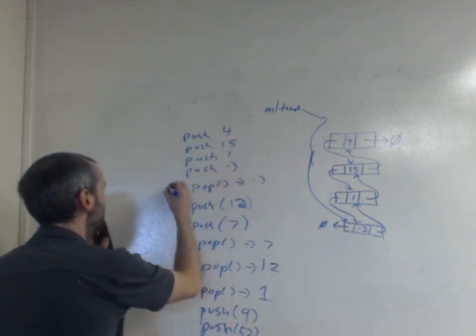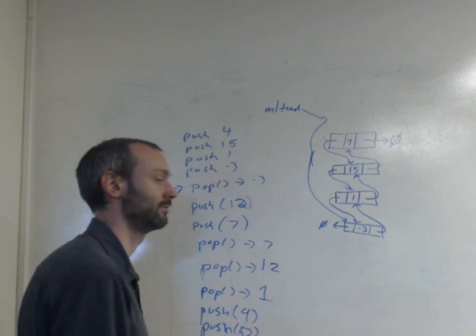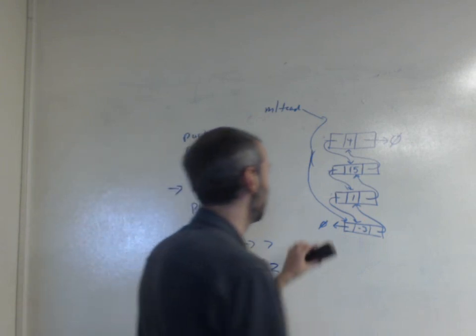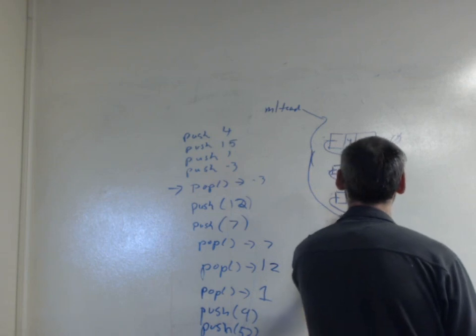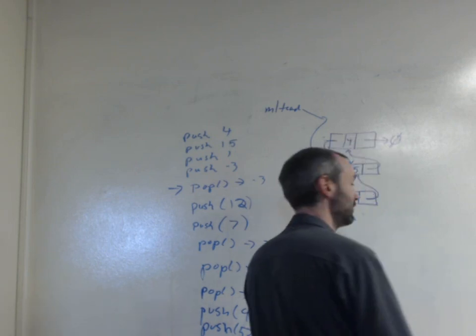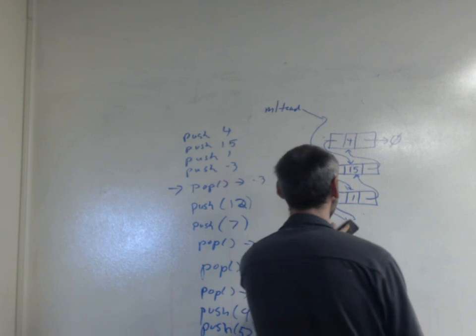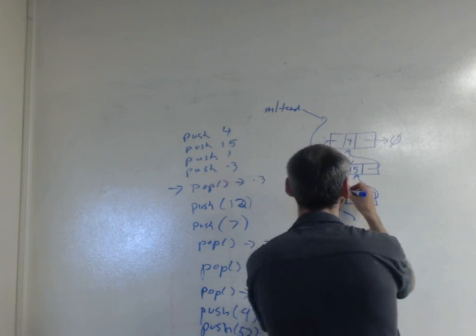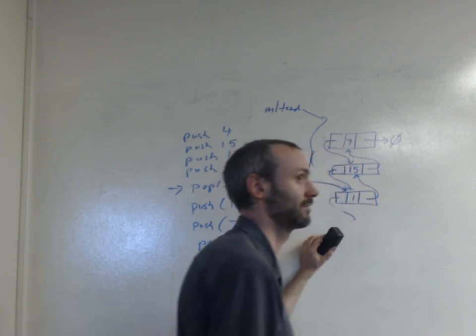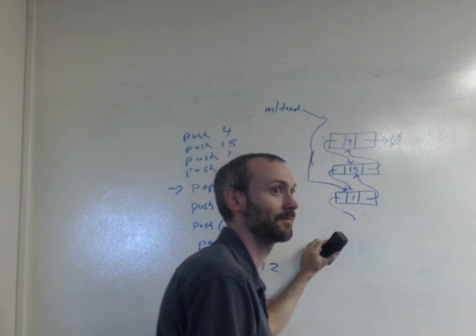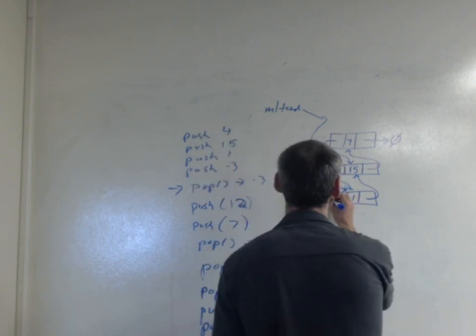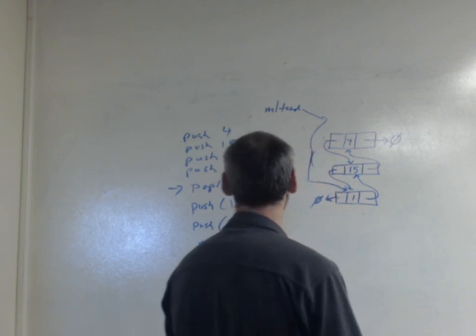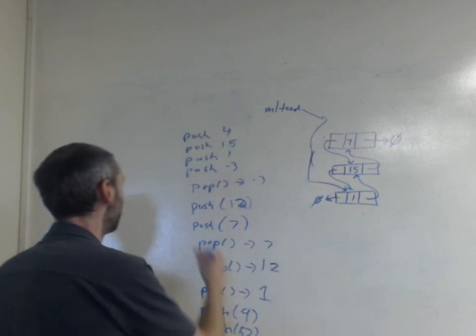All right, when we pop, what do we do? So we take out the -3. What do we do with mHead? Points to 1. Do we do anything else? Make the 1's previous null. There you go. Don't forget that. Otherwise, you're going to have a dangling pointer.